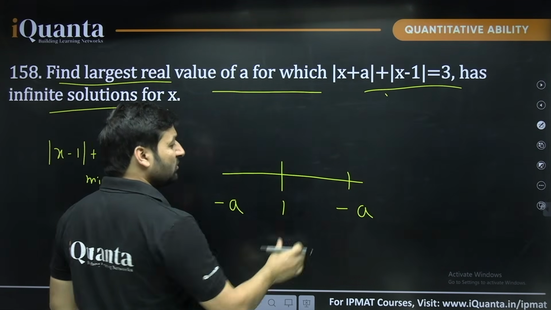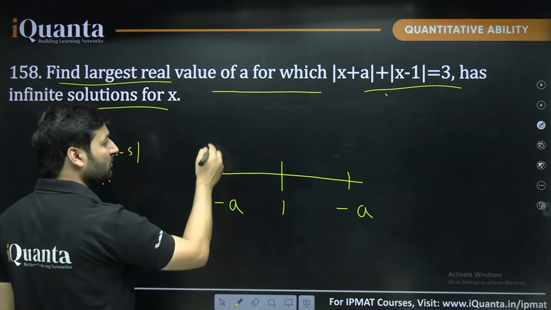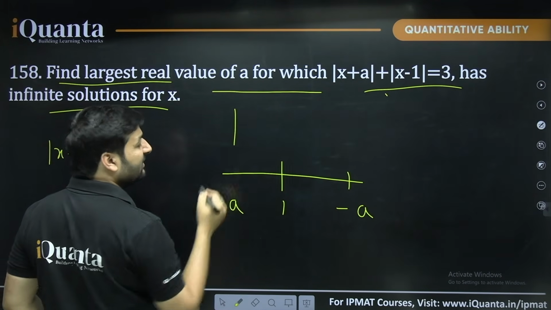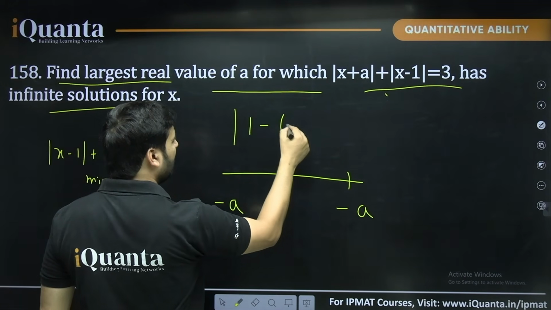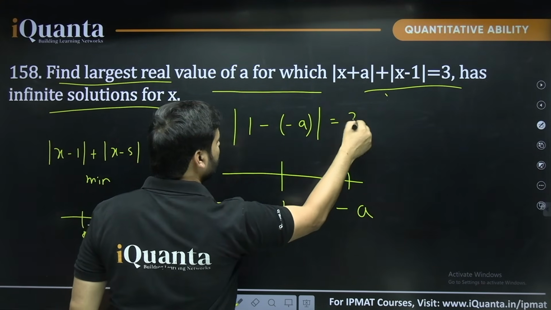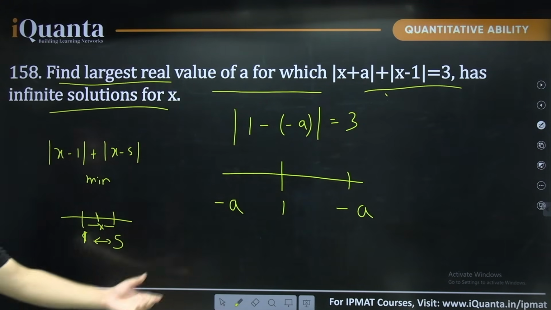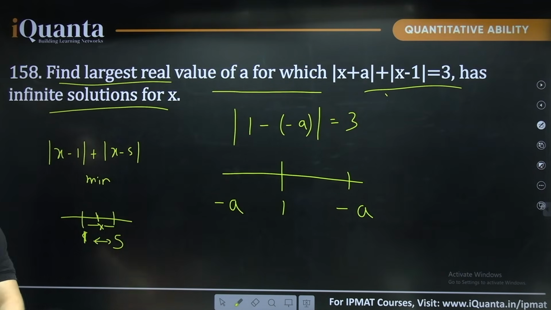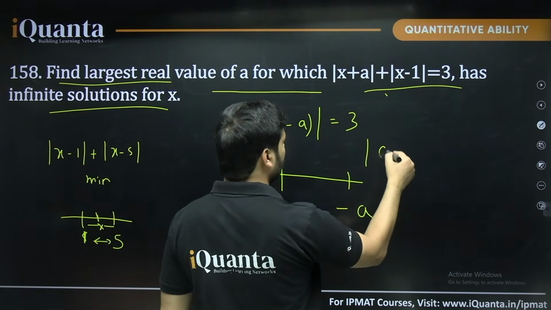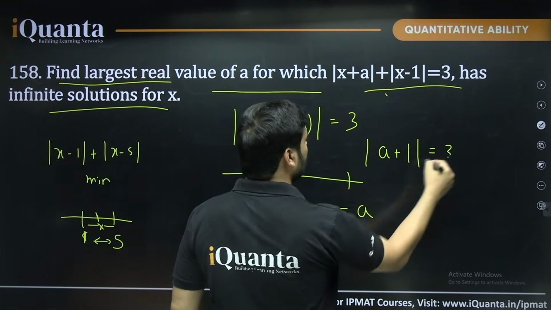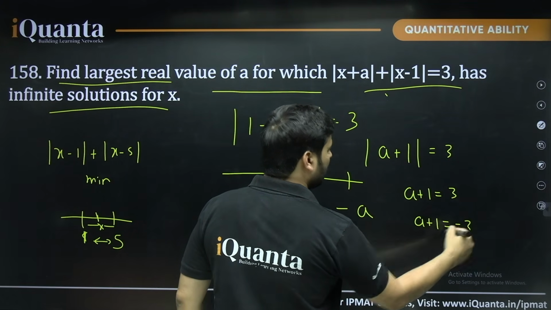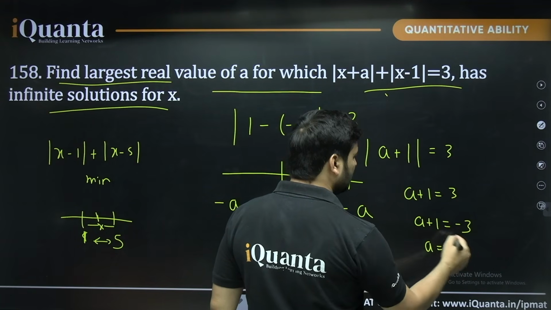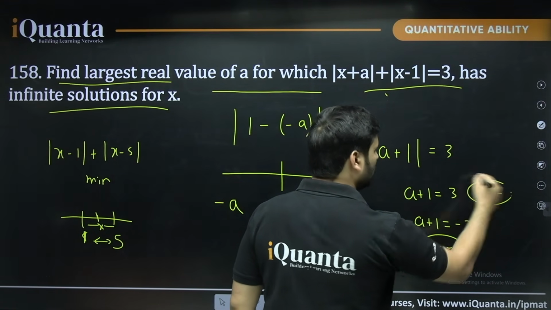So the distance between 1 and minus a should be equal to 3. Distance is always taken in mod, between 1 and minus a. How is that written? The distance has to be 3. Can I say it like this? The distance between 1 and minus a has to be 3, and that can be represented like this. So this becomes mod of a plus 1 equal to 3. So that means a plus 1 can be 3 or a plus 1 can be minus 3. So a will be minus 4 or a will be 2, right?